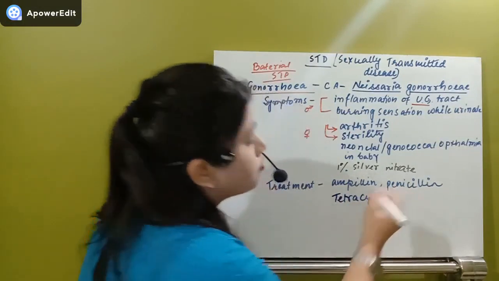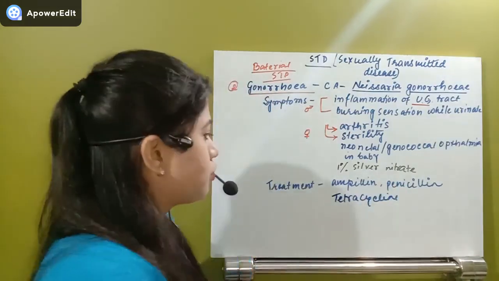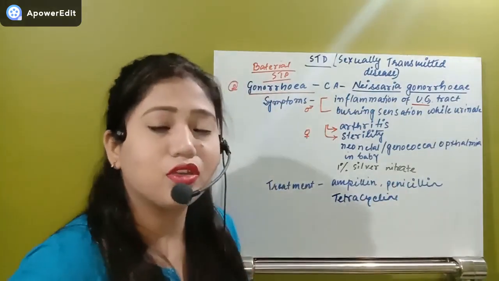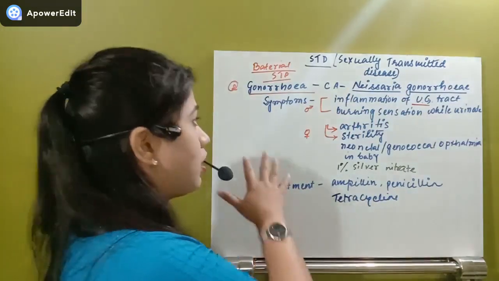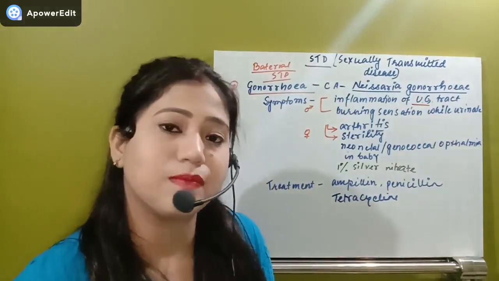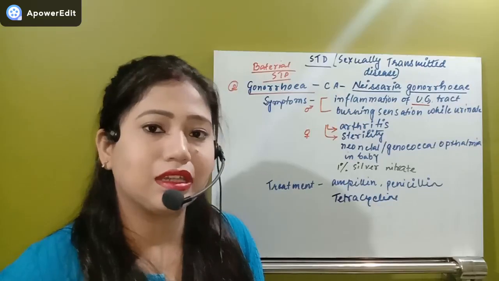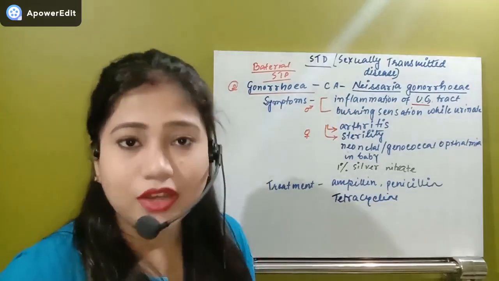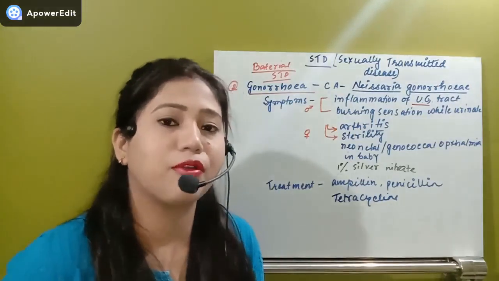Tetracycline can also be used in this disease, that is gonorrhea. So that is about the treatment. Ampicillin, penicillin as well as tetracycline can actually treat gonorrhea. But as prevention is better than cure, to stop contaminating the partner, one should use the barrier method or the condom. So let's see the next type of bacterial disease.